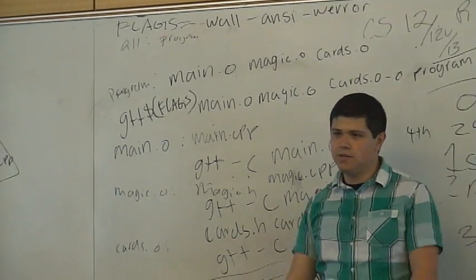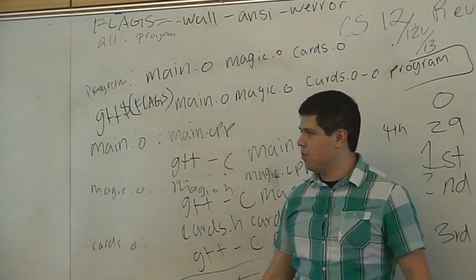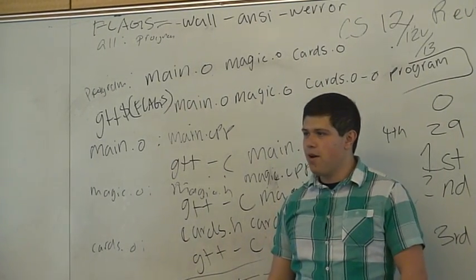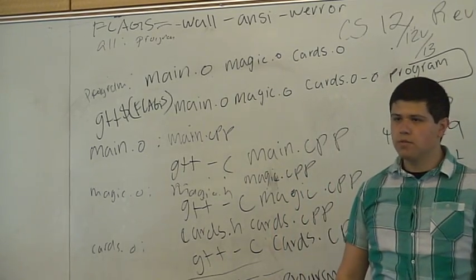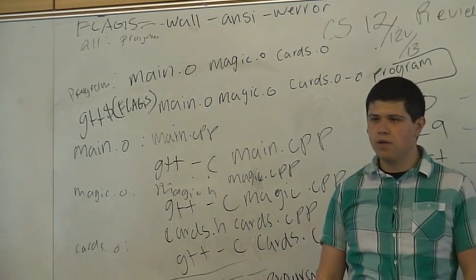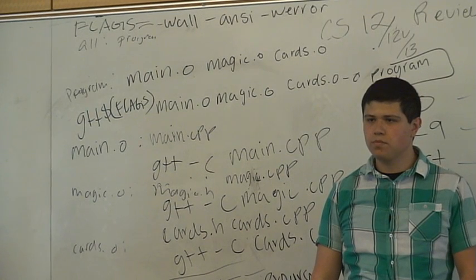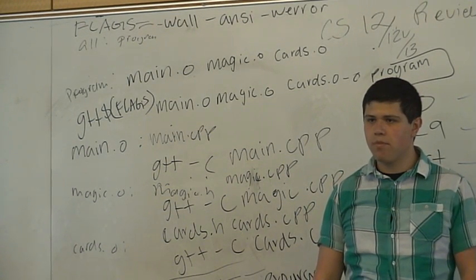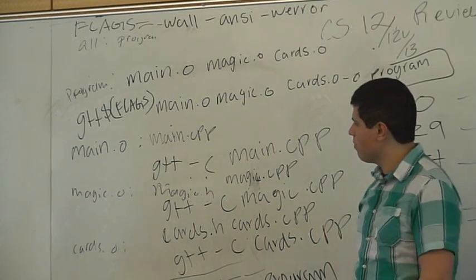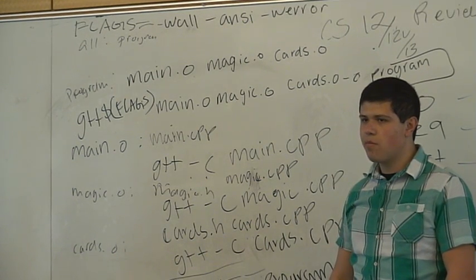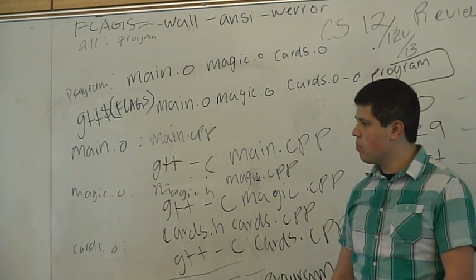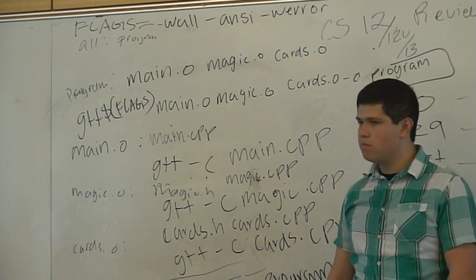Any questions? Yeah, how come you only have to compile main.o and the other part? Because that's all that's needed. How come we only need main.o and that part?